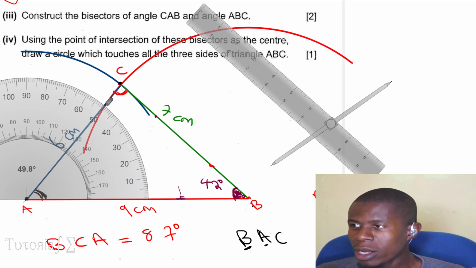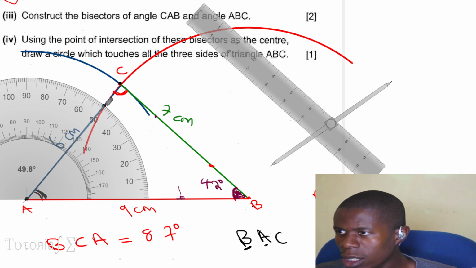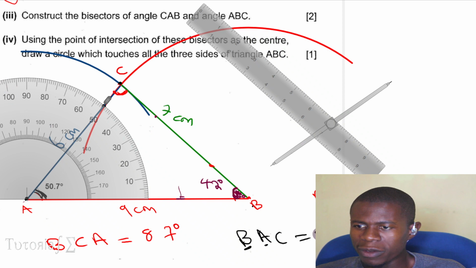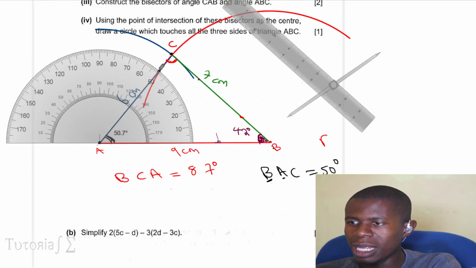is down there. So when you follow from zero all the way to this point here, we see that the angle is about 40. Let me just see, it should be about 40. See, that's 50. Okay, so the angle is about 50 degrees. So BAC would be equal to 50 degrees. Okay, and that's how you would work out angles like that.